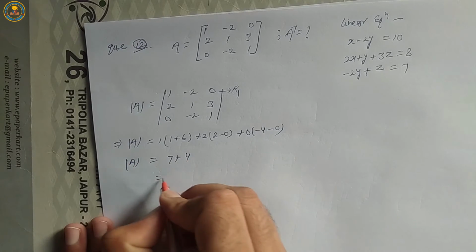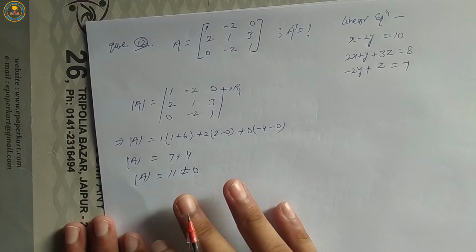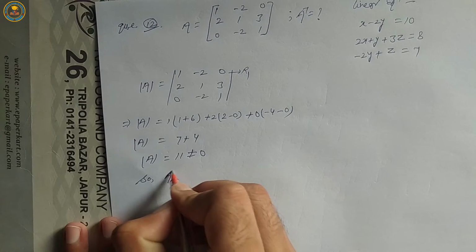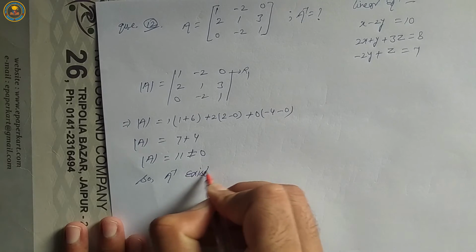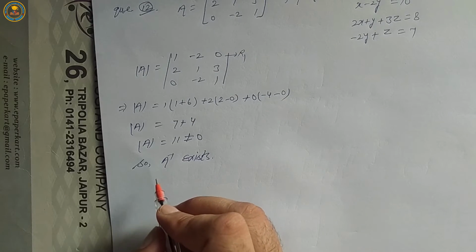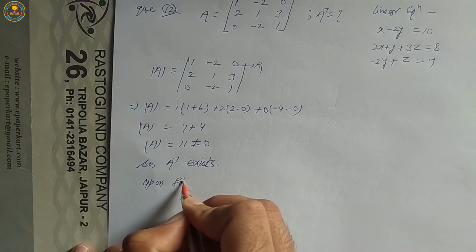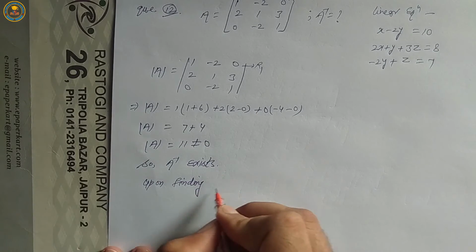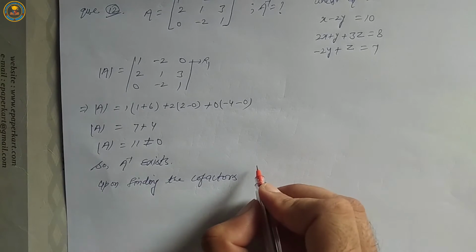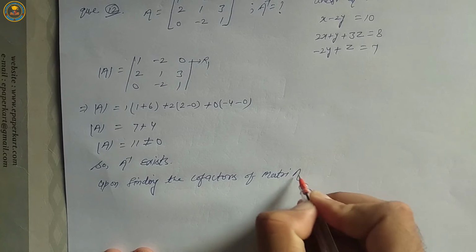Determinant A is equal to 11, not equal to 0. So A inverse exists. Okay, upon finding the cofactors of matrix A.